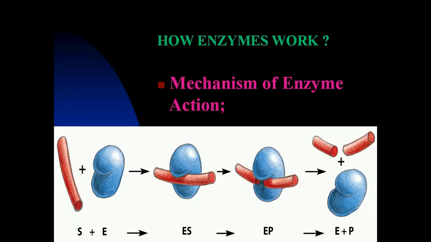Mechanism of enzyme action. How enzymes work has been proposed by Michaelis and Menten. They proposed a hypothesis for enzyme action which was most acceptable in that era. According to their hypothesis, the enzyme molecule first combines with substrate to form an enzyme-substrate complex, which further dissociates to form a product and free enzyme.